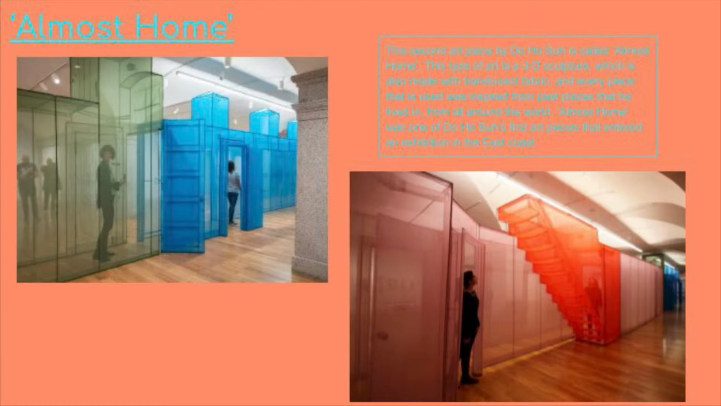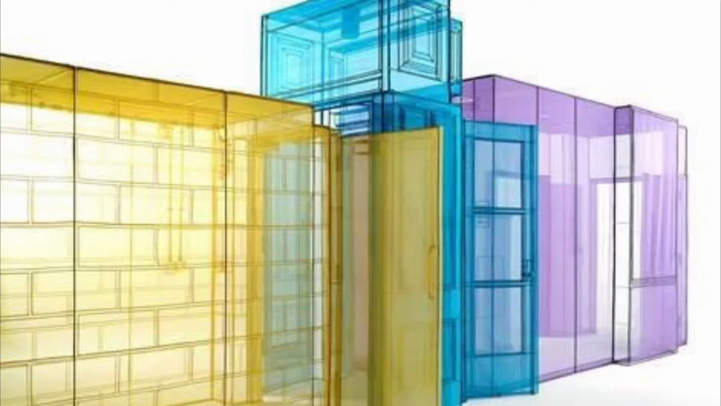The second art piece by Ho Suh is called Almost Home. This type of art piece is a 3D sculpture which is also made with translucent fabric, and every piece that is used was inspired from past places that he lived in from all around the world. Almost Home was one of Ho Suh's first art pieces that entered an exhibition on the East Coast. Almost Home is a very large art piece, so here are more images of that piece of art.